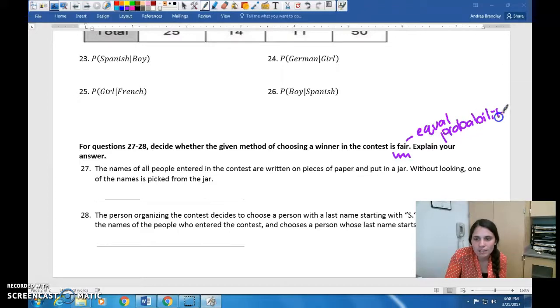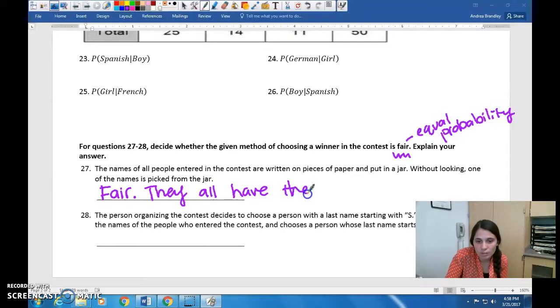So number 27 says, the names of all people entered in the contest are written on pieces of paper and put in a jar. Without looking, one of the names is picked from the jar. So every person has their name in there one time, so they all have the same chance of winning, which makes this fair. They all have the same probability of winning.